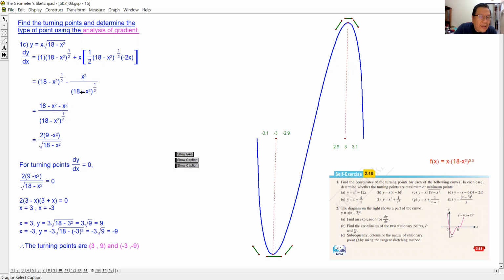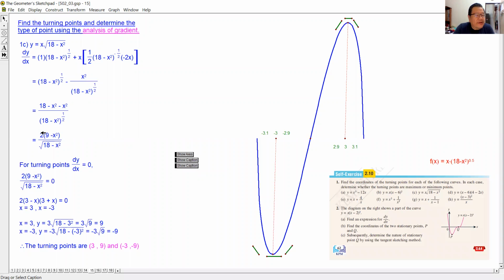Okay. Then I cross multiply. Multiply this one towards this side, and the square root disappears, because square root multiplied with square root, the square root disappears, and it becomes 18 minus x squared. No more square root. Then minus x squared, the original numerator. So the denominator is like this.